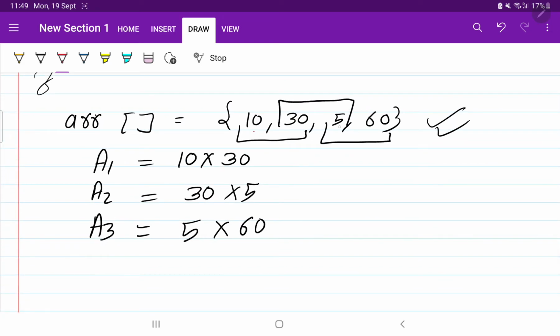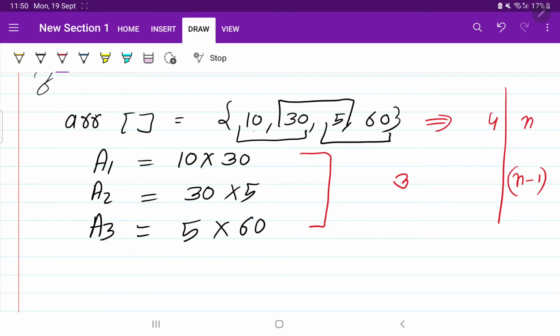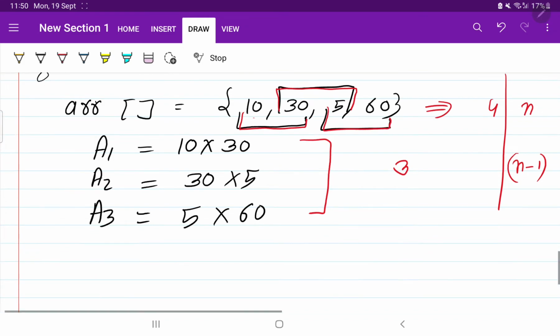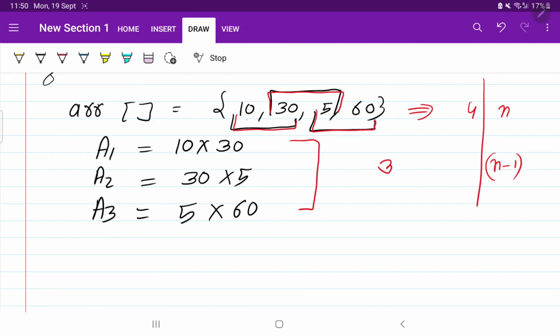How many elements are there in the array? You are going to say that there are 4 elements in the array. And how many matrices are possible with these 4 elements? 3 matrices we have got. It means if we generalize, if there are n elements in the array, how many matrices are possible? N minus 1. This is the first observation. Perfect. Because this is the dimension for the first one, this is the dimension for the second one, and this is the dimension of the third one. This is the first thing that we have observed till now.